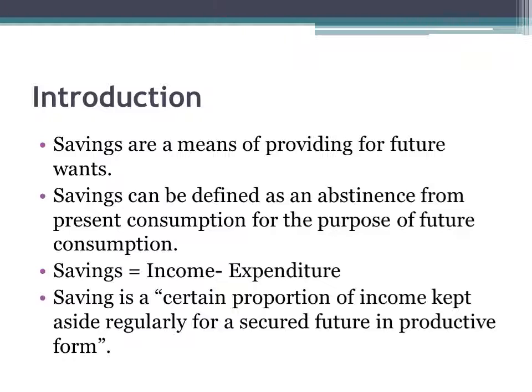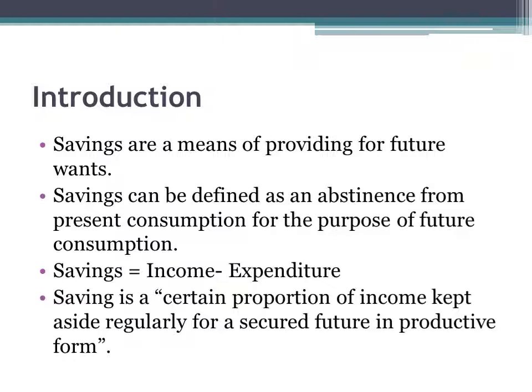It can also be given in the form of an equation: savings is equal to income minus expenditure. So savings is nothing but the income that you get minus the expenditure. How much you spend, the remaining amount from the income that you get can be considered as the savings. Savings is a certain proportion of income kept aside regularly for a secured future in productive form.